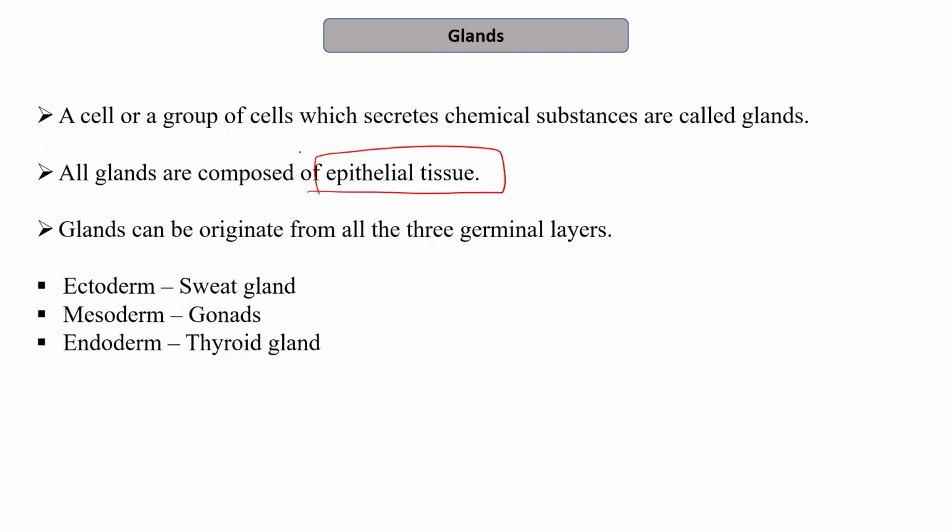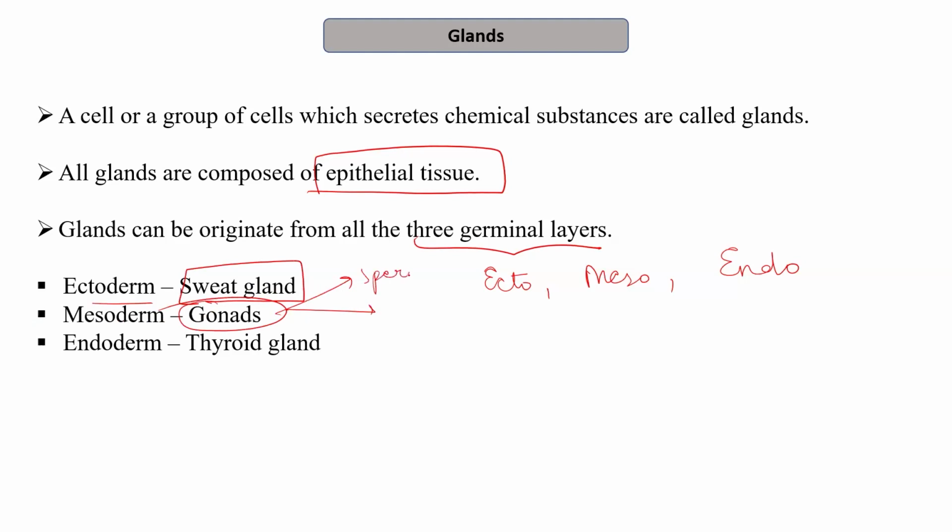Glands can originate from all the three germ layers. We know that there are three germinal layers. During the development, three germinal layers are formed: the ectoderm, the mesoderm, which is the middle one, and then the endoderm. Ectoderm, for example, gives rise to the sweat glands. Mesoderm gives rise to the gonads that lead to the formation of sperm and ovum in males and females respectively. Then endoderm gives the thyroid gland.